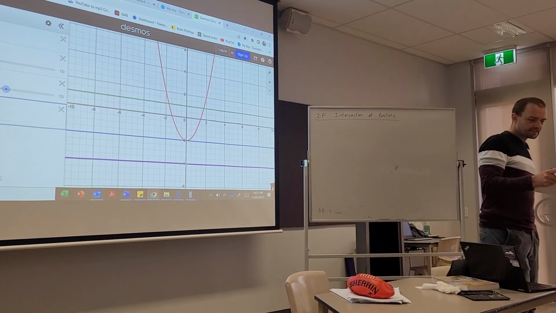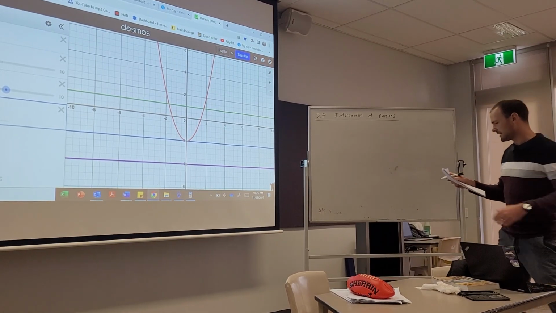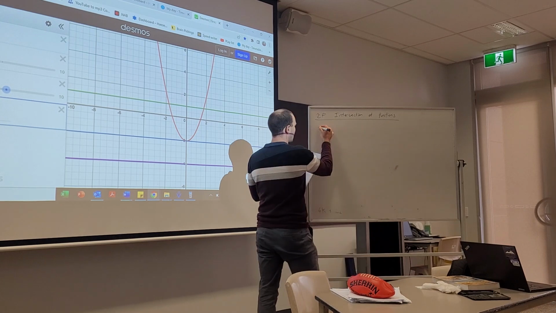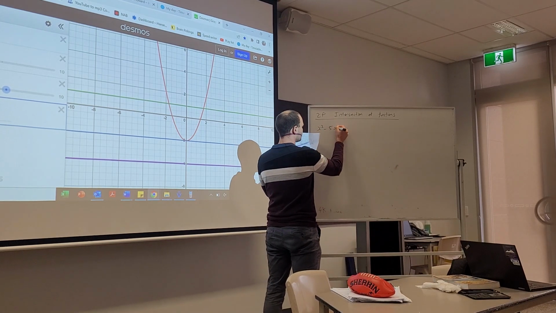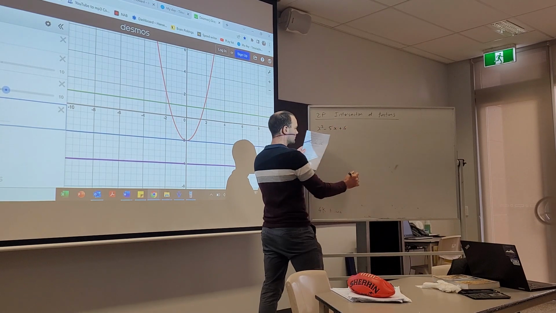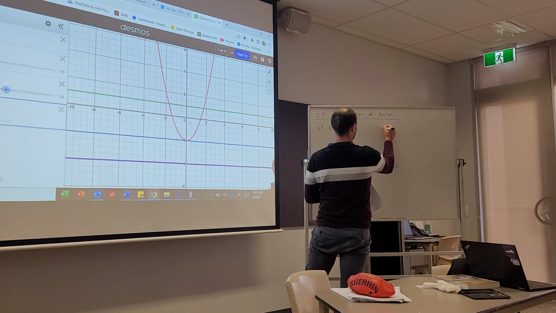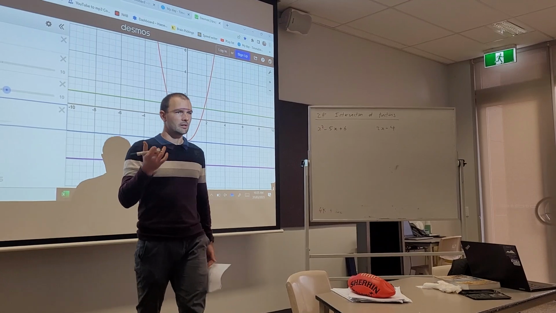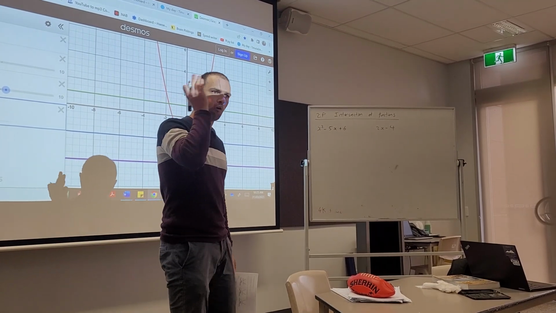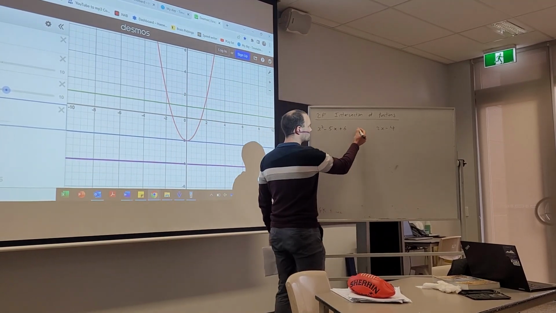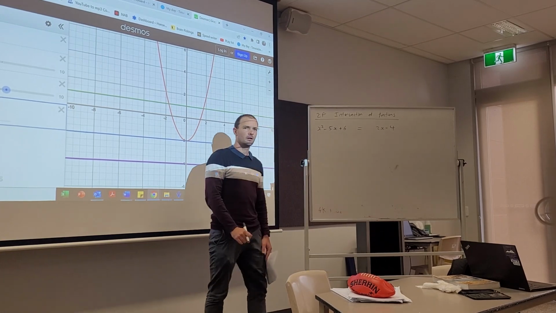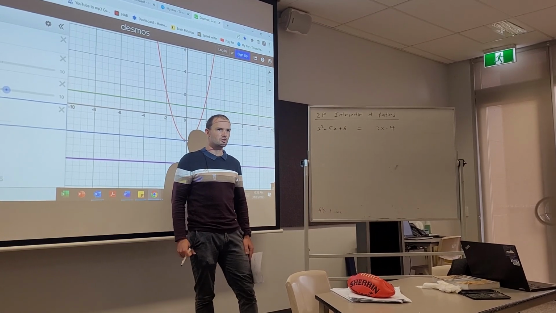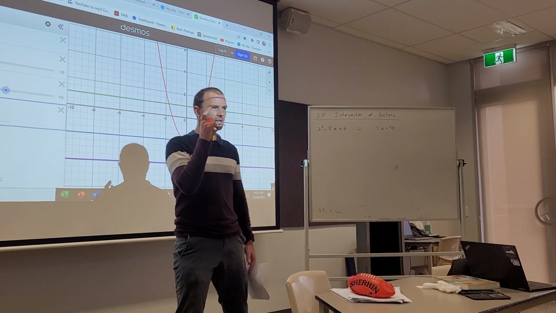Okay, so let's get straight into it. It says find the point of intersection between x squared take 5x plus 6 and 2x take 4. So it says find when f of x meets g of x. Now these are going to meet when they are equal to one another. So our first step is just to make the two functions equal to one another.